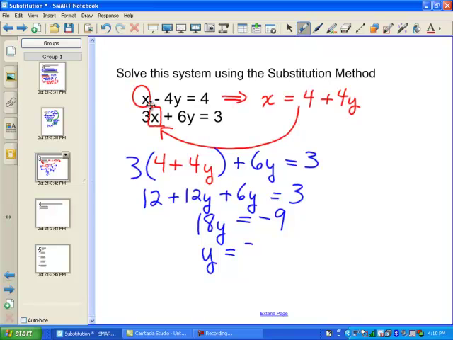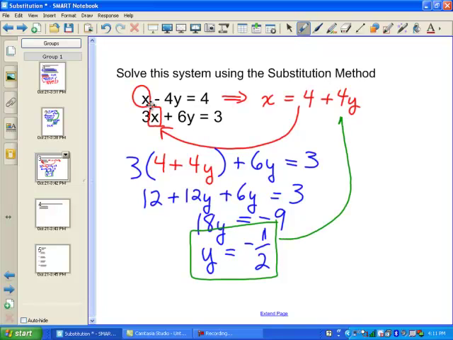Negative 1 over 2, I'll get it right. Suddenly my smart board is not cooperating. Oh, there it is. Negative 1/2 just appeared for me. Negative 1/2. All right, so we've got the value of y. We're going to take that value of y now. Again, the smart board is not responding. There we go. It's responding again.